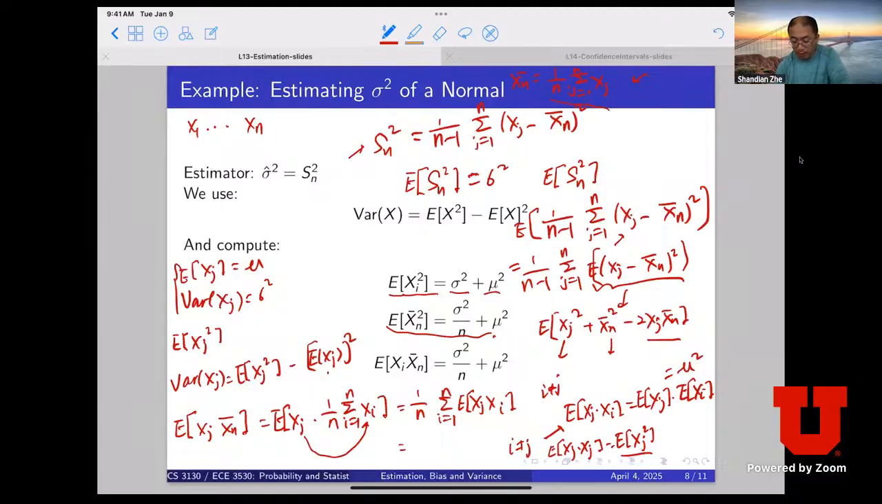No, I'm talking about xj squared. It's not sample mean square, right? So the result we have just calculated, it's just mu square plus sigma square, right? Question?